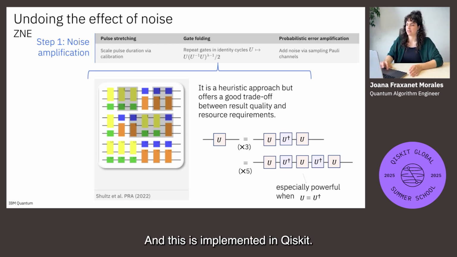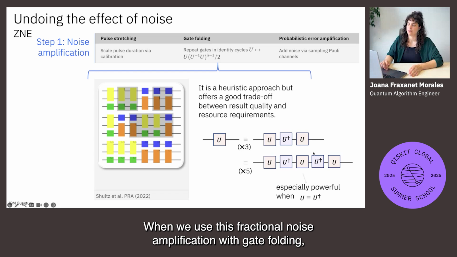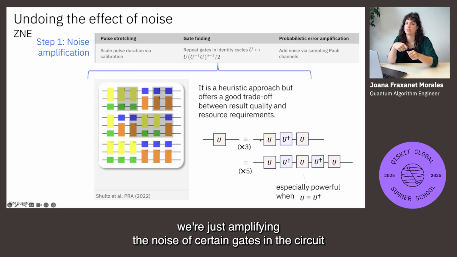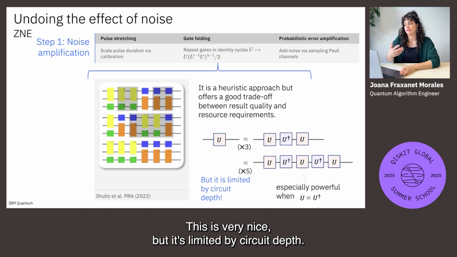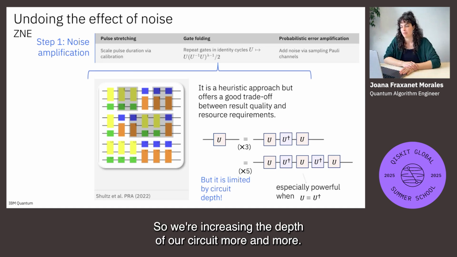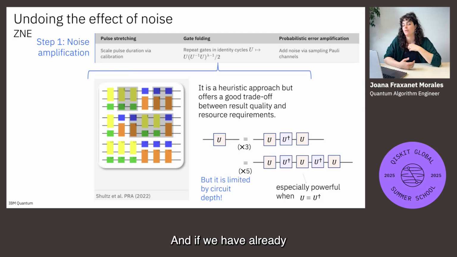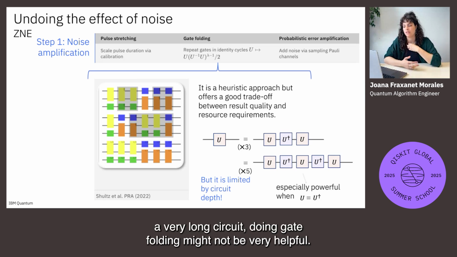And this is implemented in Qiskit. When we use this fractional noise amplification with gate folding, we're just amplifying the noise of certain gates in the circuit and not others to achieve some fractional factor. This is very nice, but it's limited by circuit depth. So we're increasing the depth of our circuit more and more. And if we have already a very long circuit, doing gate folding might not be very helpful.